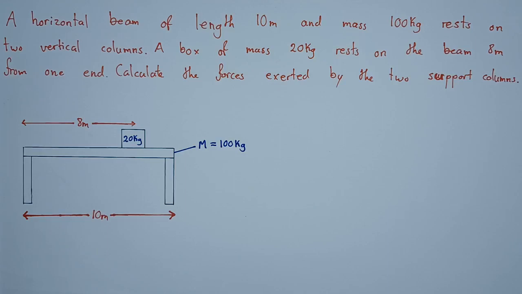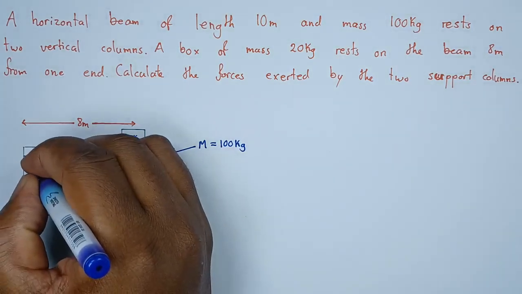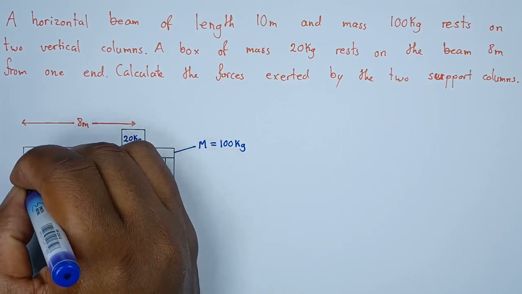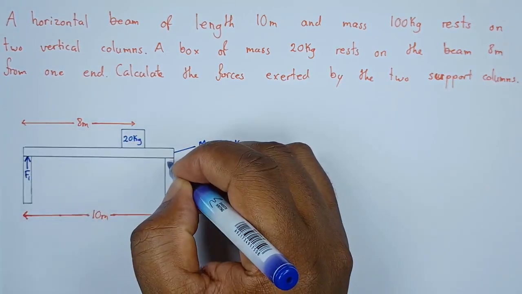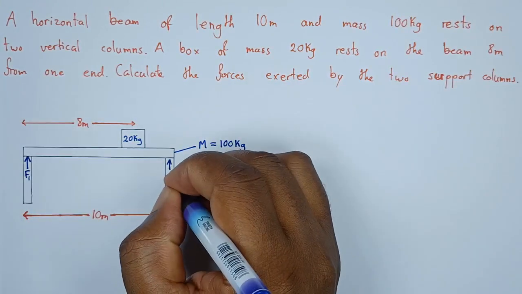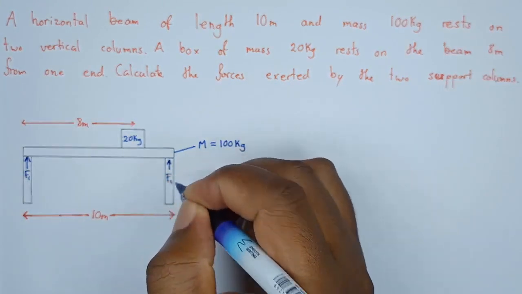So the forces we're talking about is the force that is exerted here. Let's call this force F1. There's another force here as well. These are the two forces supporting this horizontal beam. Let's call this force F2.